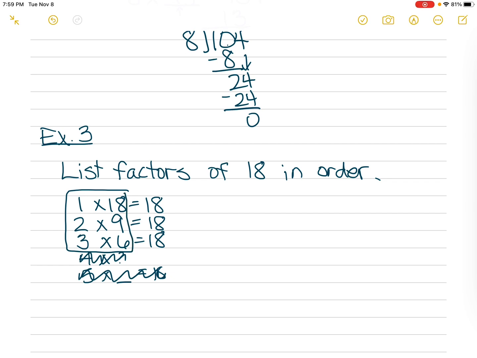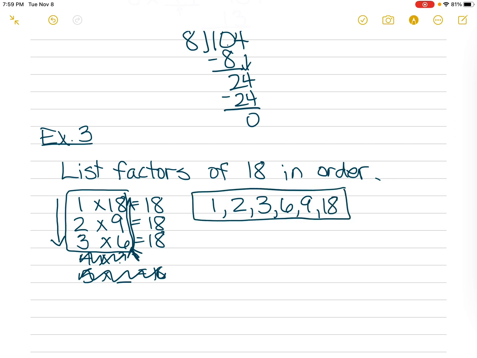So if I want to list them in order, I actually did this in order. See, I did 1, 2, 3. So my factors are 1, 2, 3. And then on this side right here, I go up, right? I have 6, 9, 18. So this is my answer. And here's an easy way to check when you're putting them in order. This one times this one should equal 18. This one times this one should equal 18. And this one times this one should equal 18. That shows you that they are in order from least to greatest.